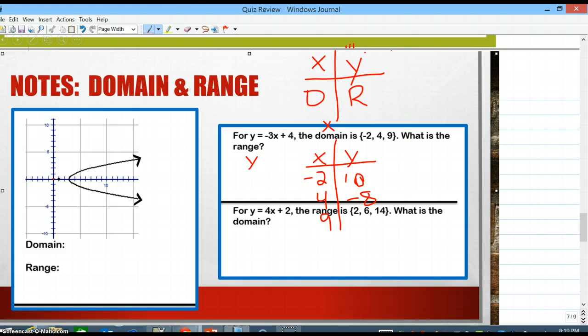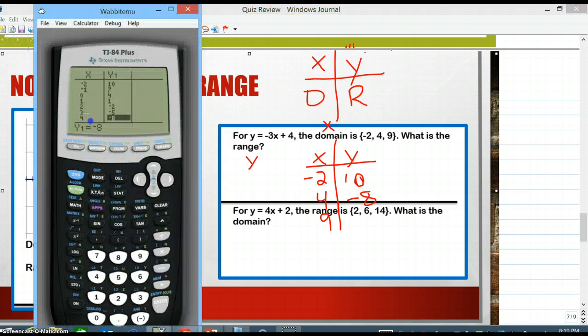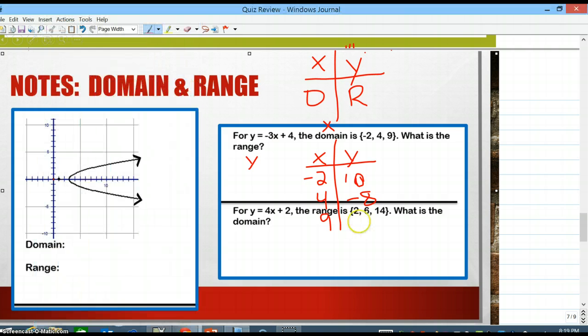And when x is 9, I have to scroll down to get to 9. My table tells me that my corresponding y is negative 23. And so what is the range? The range is 10, negative 8, and negative 23.